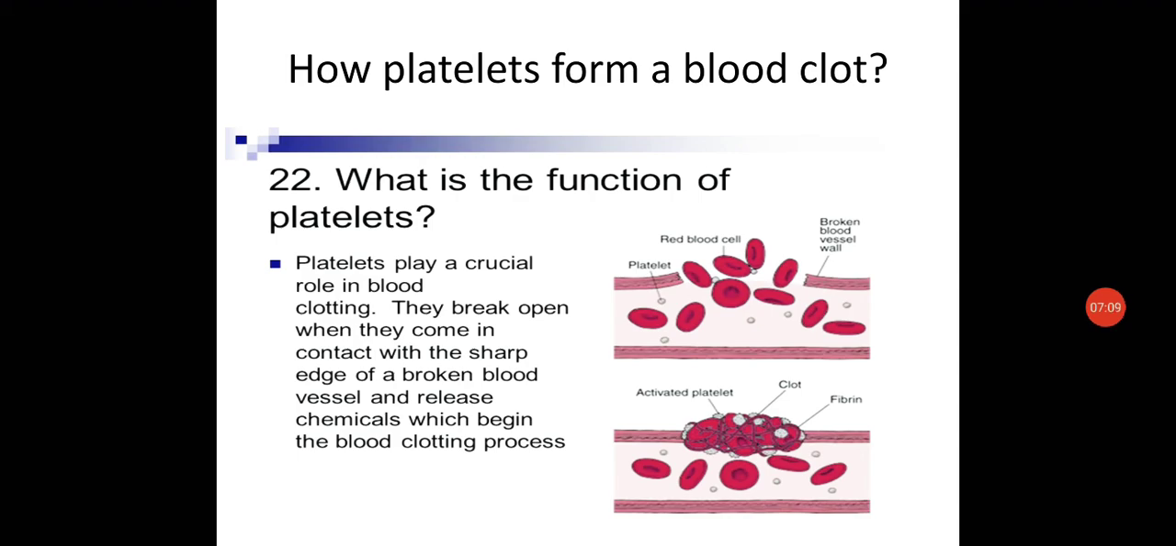How do platelets form a blood clot? What is the function of platelets? Platelets play an important role in blood clotting. They break open when they come in contact with the sharp edge of a broken blood vessel and release chemicals which begin the blood clotting process. So here you are watching that platelets are responsible for making a seal over the damaged and injured area. So here would be a blood clot.